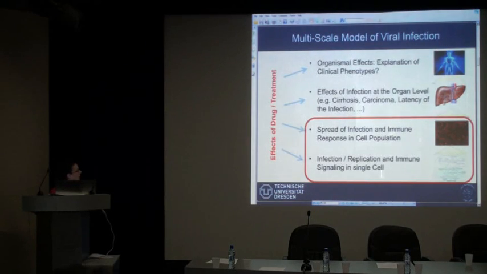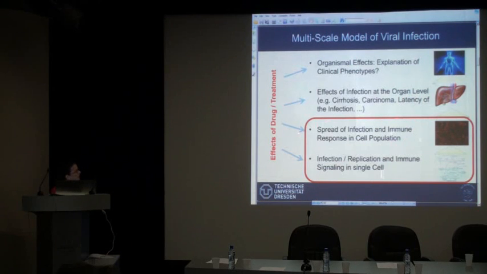The effects of the drug and the treatment come from the infection and the replication in individual cells. So this is what we did in our group: make models of the immune signaling in individual cells. But this is obviously not enough. We can see whether the cell is infected, but why is the patient not showing severe effects or severe health problems for years?